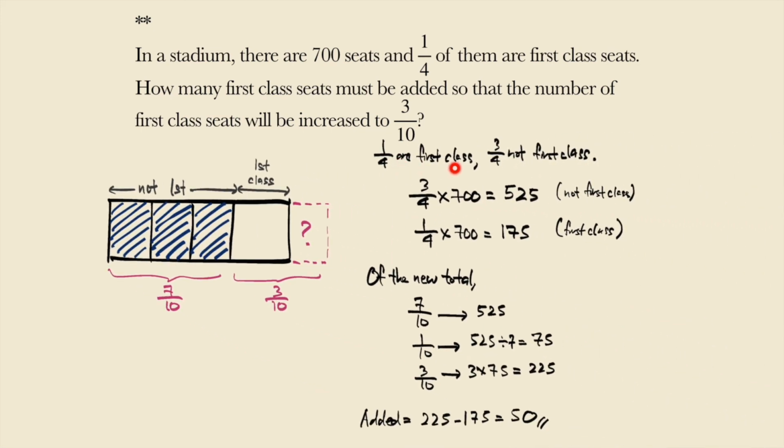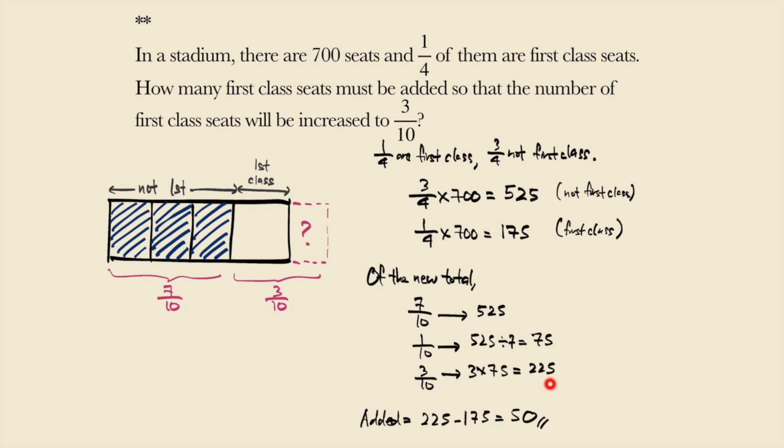So 1/4 first class, 3/4 not first class. So what's 3/4 of that old total, 700? That's 525. So basically, these three units, 525. That's 7/10, by the way, of the new total. That's 525. Okay. At first, 175 first class seats. Think of 175 here. Now, if 7/10 of that new total is 525, one unit must be 75. Okay. Now, what's 3/10 of that new total?